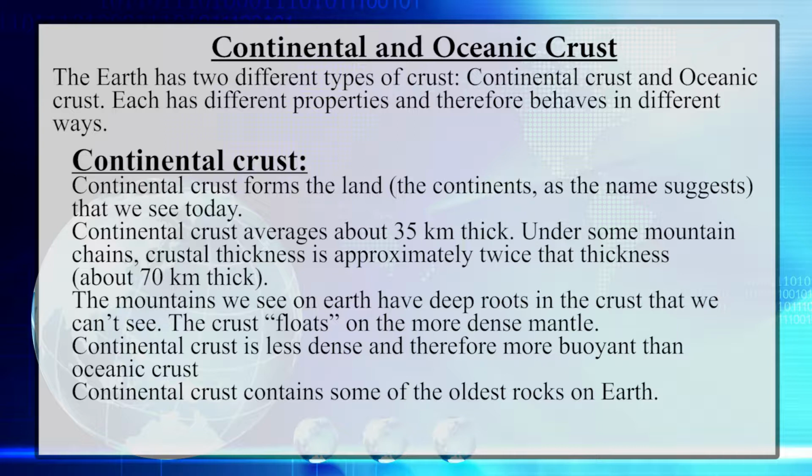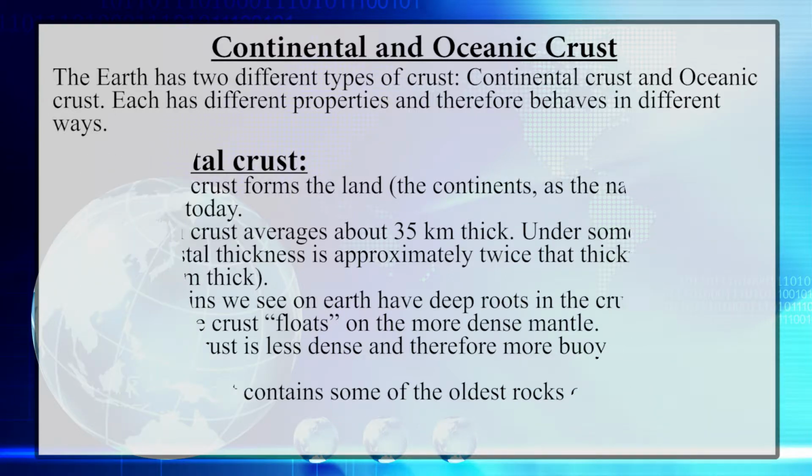Continental crust averages about 35 km thick. Under some mountain chains, crustal thickness is approximately twice that thickness. Continental crust is less dense and therefore more buoyant than oceanic crust. And continental crust contains some of the oldest rocks of the earth.